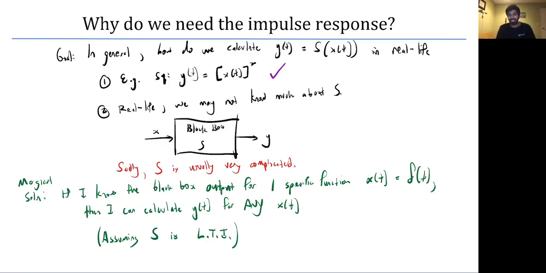And this complicated function may vary for different devices as well, different types of cars, manufacturers, or even different products. But if I know how the system responds to one calibration function, so I can do a one-time calibration by sending a delta into the system, then that tells me everything I need to know about the system if the system is LTI. I don't need to know anything else about the system. Okay.